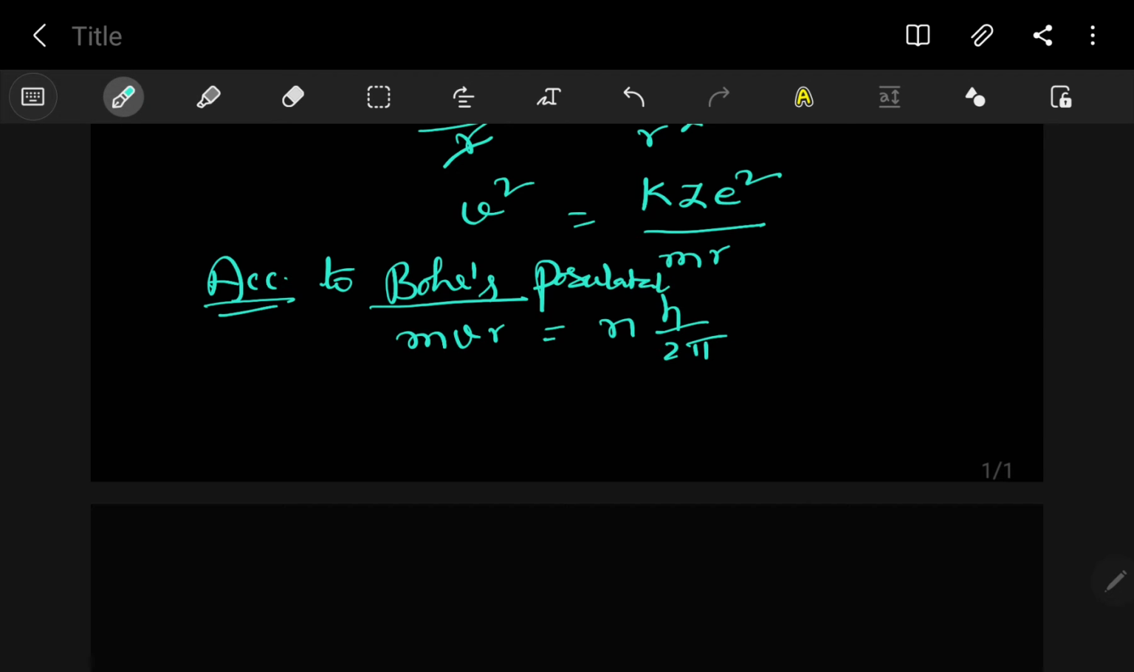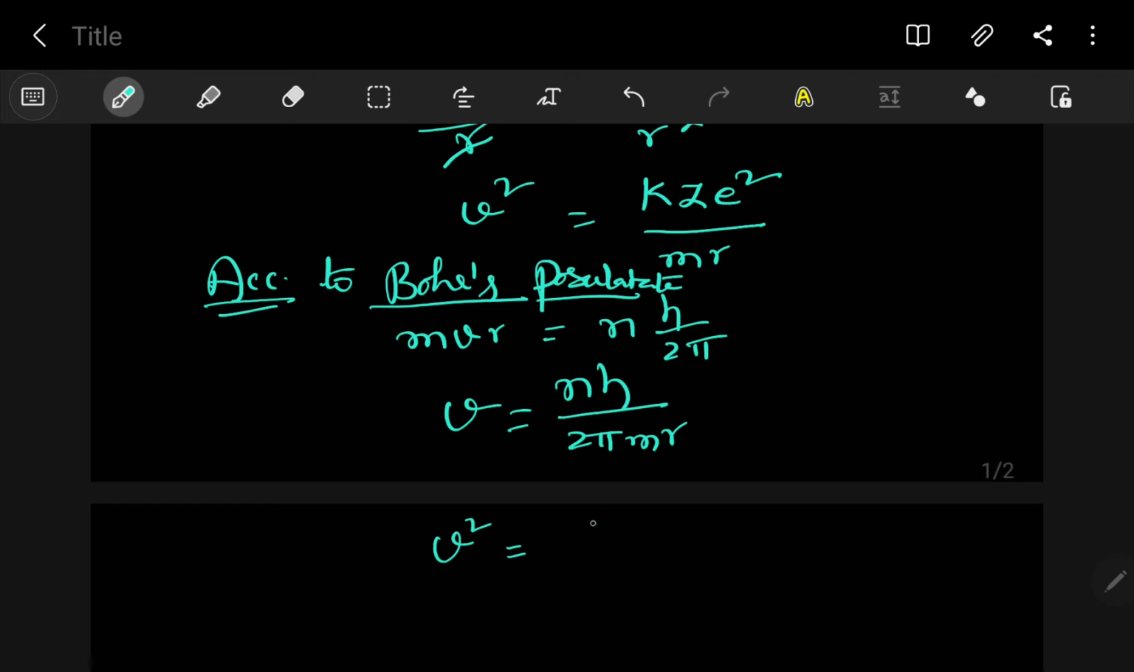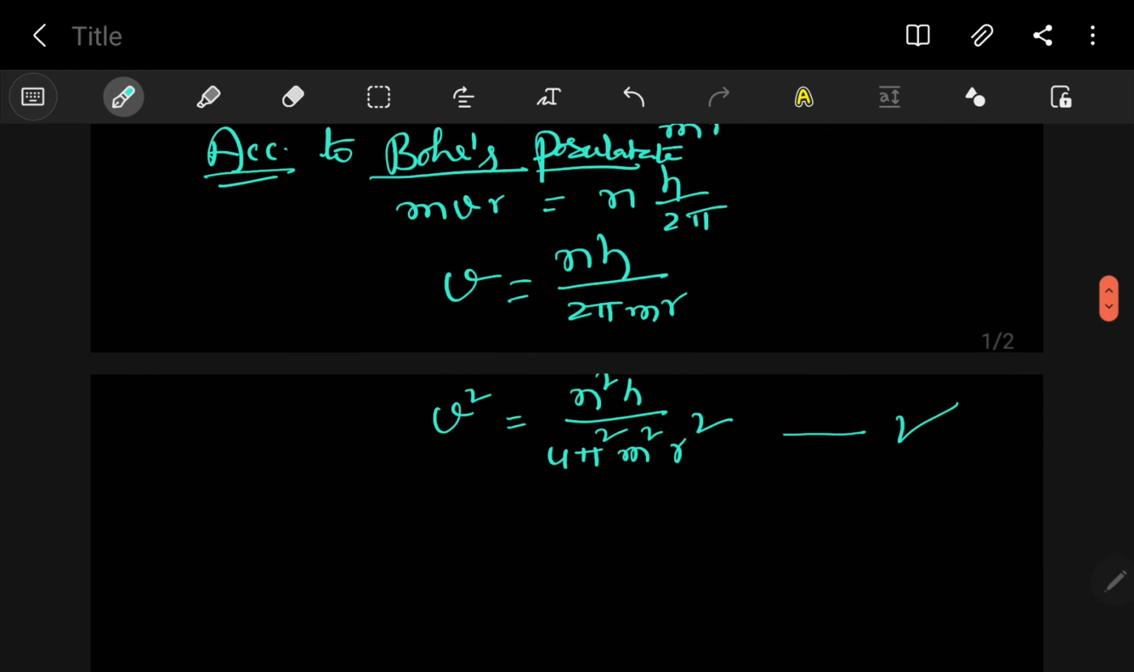Now what is the formula for the velocity? Velocity v is equal to nh by 2 pi mr, or v square is equal to n square h square by 4 pi square m square r square. Next, here one equation is there and here one equation is there, and I am equalizing both.